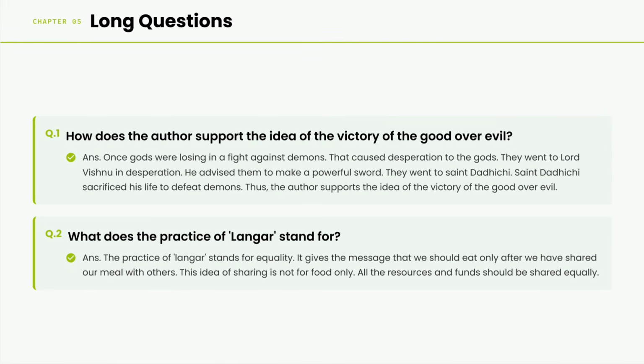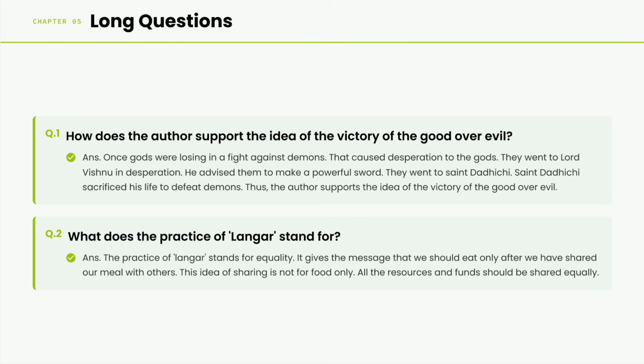Long questions from chapter 5. Question 1. How does the author support the idea of the victory of the good over evil? Answer. Once gods were losing in a fight against demons, that caused desperation to the gods. They went to Lord Vishnu in desperation. He advised them to make a powerful sword. They went to Saint Dadichi. Saint Dadichi sacrificed his life to defeat demons. Thus, the author supports the idea of the victory of the good over evil.